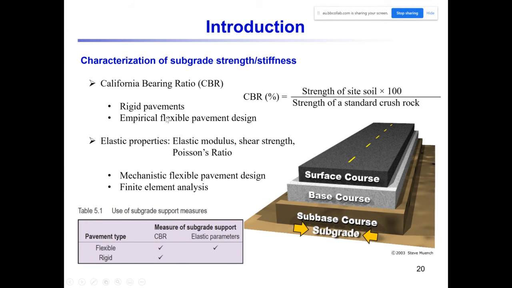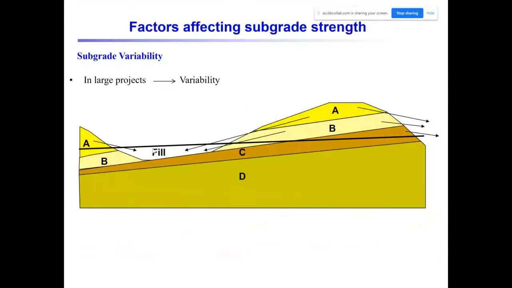How can we determine this? We generally conduct tests to determine the CBR value, and then we use some empirical equations to determine elastic properties. So there are some relations between CBR and, for example, the Young modulus of the soil.